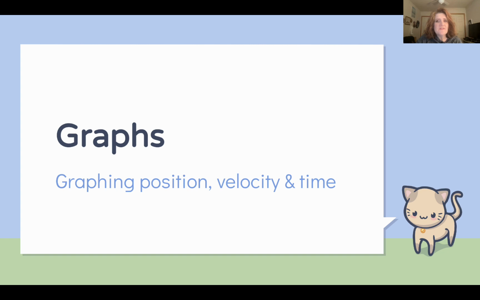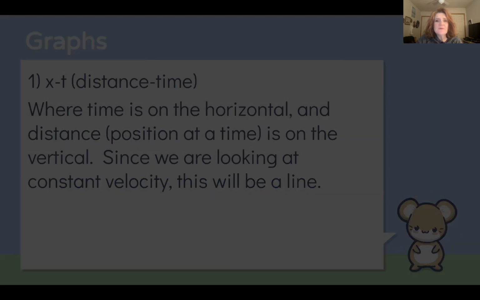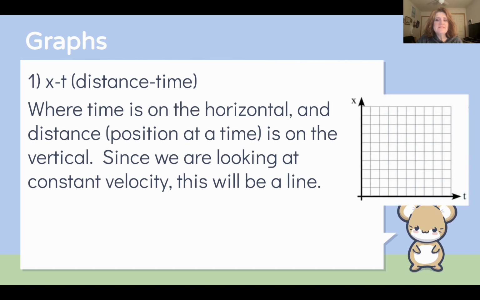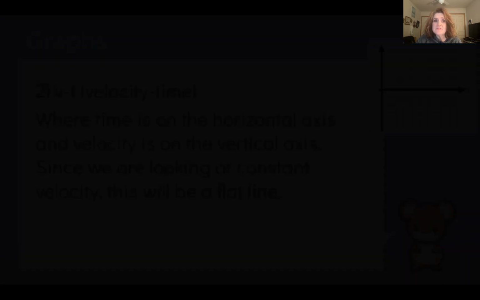Graphs. We've already looked at them a little bit, but here we go again. The first graph that you're going to encounter is an XT graph. It's going to look like this, where X is the horizontal distance from the origin, or where you start. Since we're looking at constant speed, this will be a line of some sort.